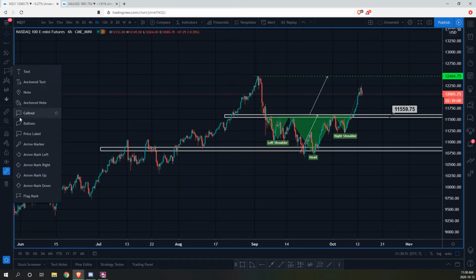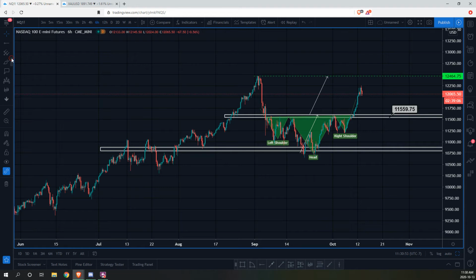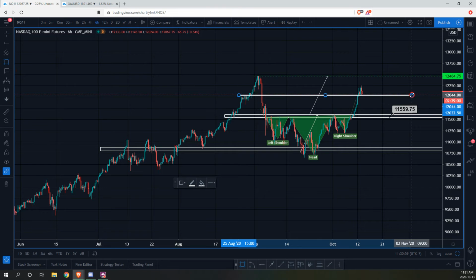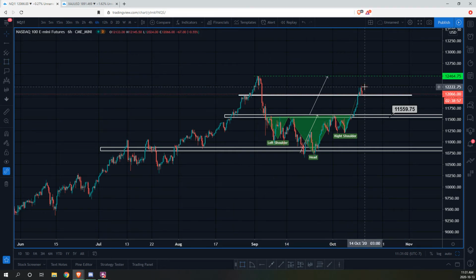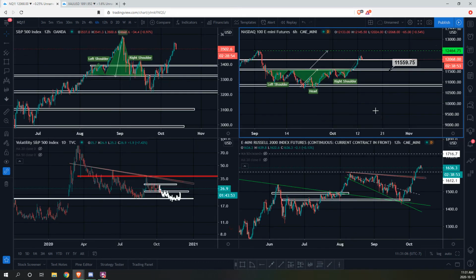We do see a lot of hesitancy on the way up within this range, right around here. Previous resistance turned into a new level of support, broke that without any issue, and now we're holding it as a nice new level of support. So NASDAQ definitely looks pretty bullish in my personal opinion.